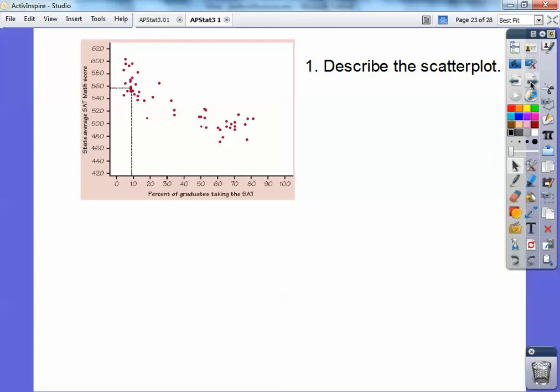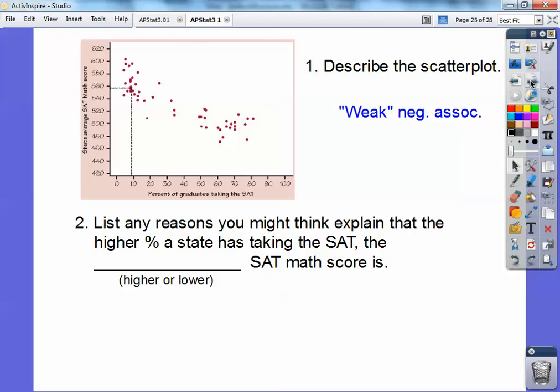Anyways, describe that scatter plot right there. Here we go. It's a weak negative association because there's nothing really linear about it, and it is going down. It's not too much of a straight line, and it is going down towards the right, so it is negative. Now list any reasons that might help explain why the higher the percent of a state that has taken the SAT, the lower the SAT math score is. Well, I already told you that.